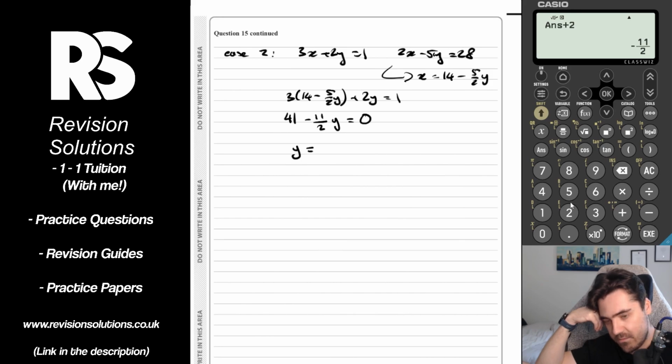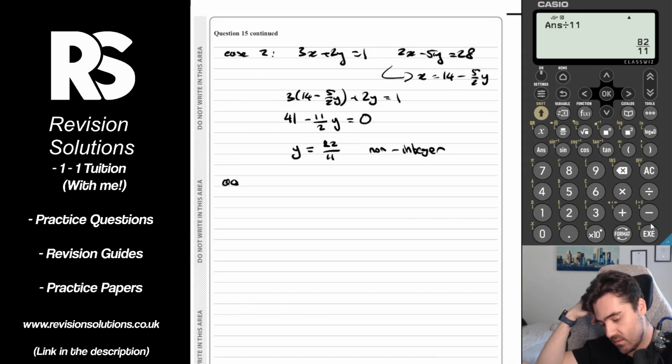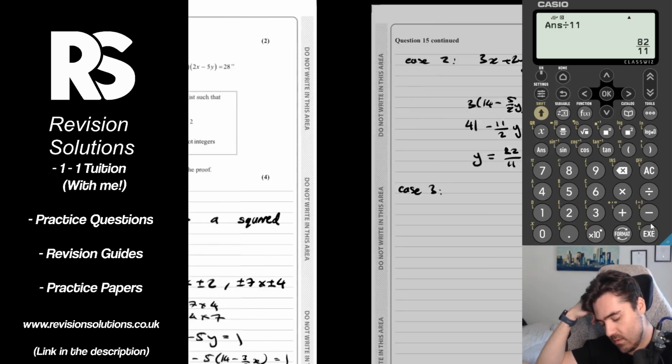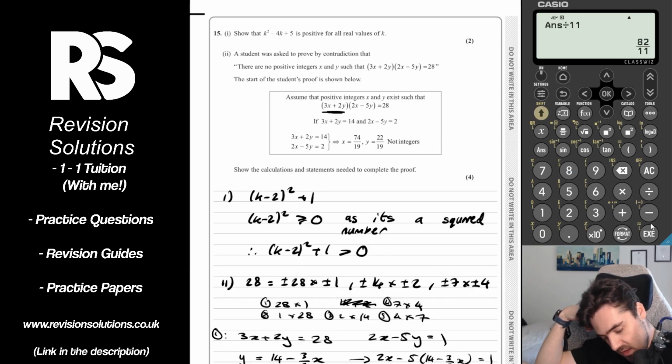We solve that for y. y would be 41 times the 2 divided by 11, which is 82 over 11. So that's also a non-integer, so we can stop there. Then case 3. Case 3 was 2 and 14.